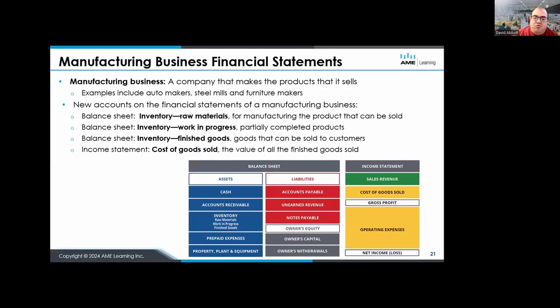Then we have finished inventory, or finished goods, which are goods that are finished and ready to be sold. For example, this desk, once it's all put together, all the parts are made and everything's in the box, is a finished good sitting in the warehouse until it's purchased. Once it's purchased, we ship it out to our customer. Once we ship it out, it would then be considered cost of goods sold, which is the value of all of the finished goods that have been sold, and that goes on our income statement.